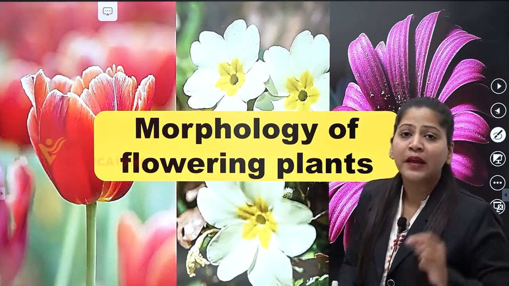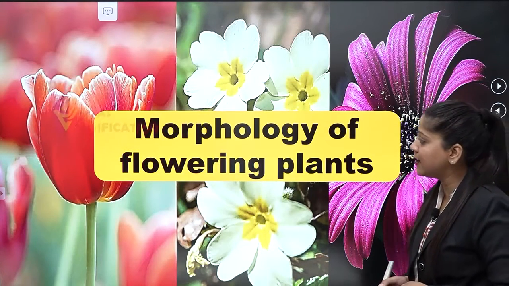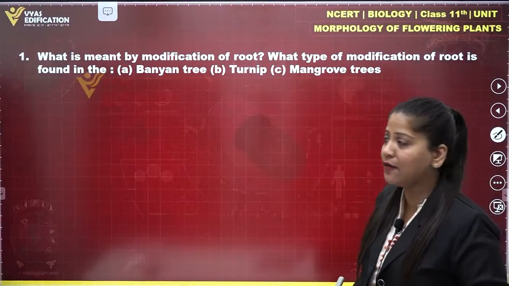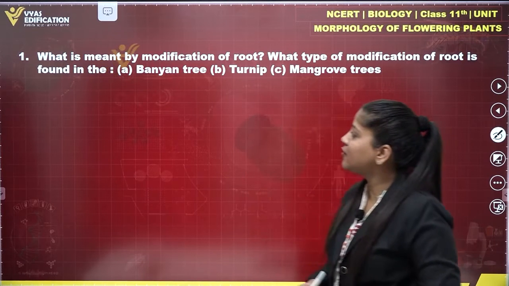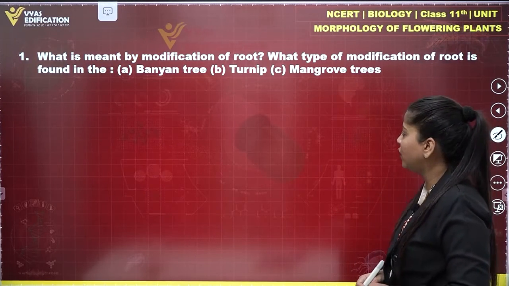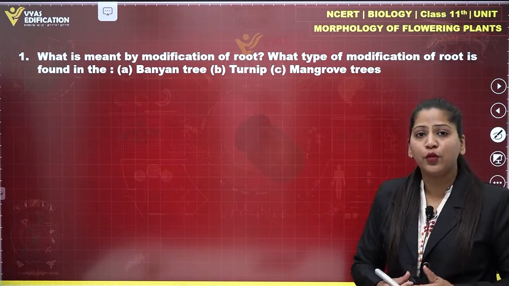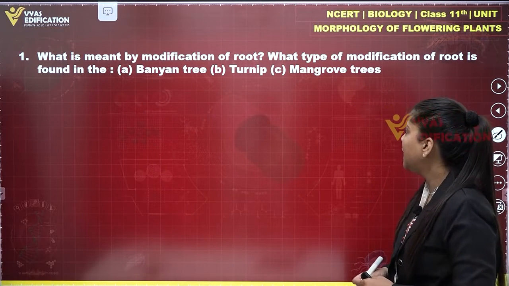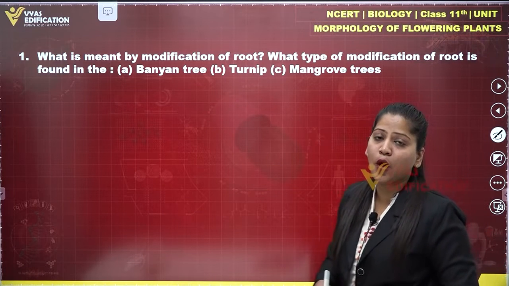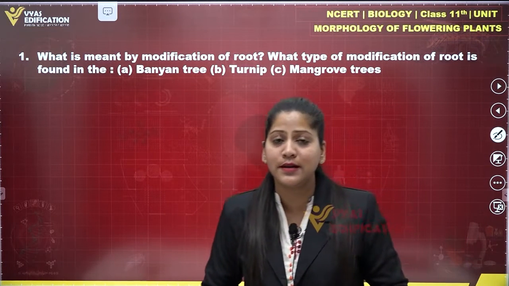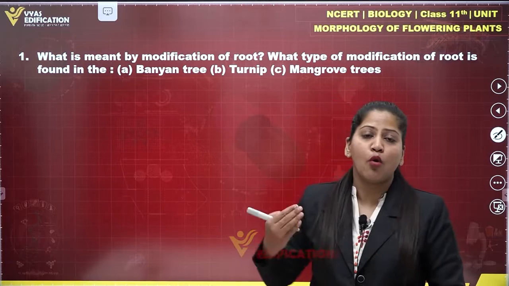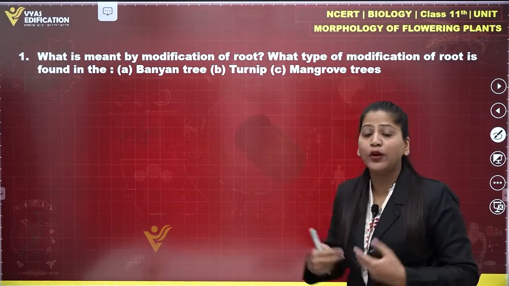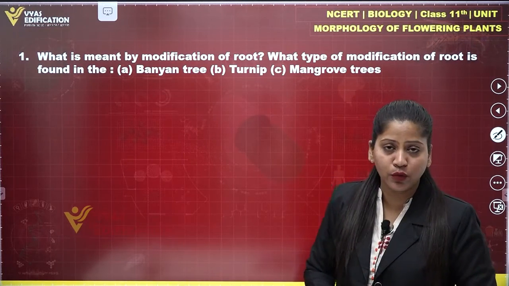this series. The very first question given in your NCERT in this chapter, which we have on the screen, is: What is meant by modification of root? What type of modification of root is found in banyan trees, turnip and mangrove trees? So first of all, we have to know what is meant by modification of root. What do you mean by modification of root?